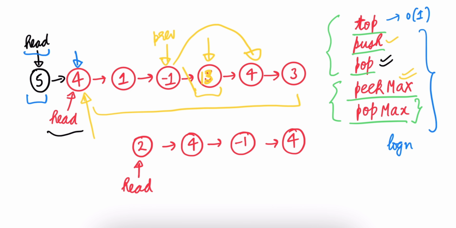For the case when there can be more than one node with the maximum value, for example, in this linked list, the maximum value is 4 here, and for the popMax call, we need to return this node. For that, we can do two iterations, two O(n) iterations.